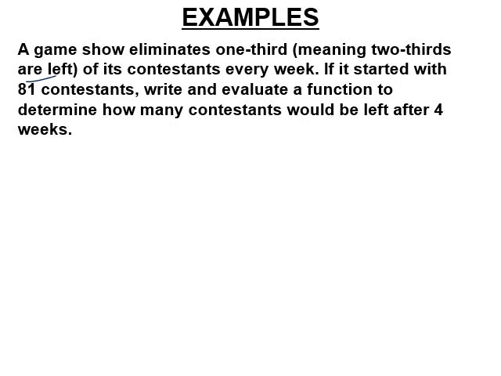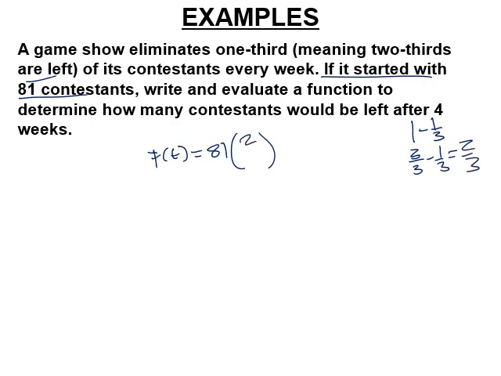All right, so a game show eliminates 1/3 of its contestants, meaning 2/3 are left. So let's write an exponential function for this. All right, so it starts with 81 contestants. And we need a fraction in there now, right? We eliminate 1/3, right? And so if you eliminate 1/3, you end up with 2/3. So 2/3 is what's in there. And it's 2/3 to the t. Now we're going to see who's left after 4 weeks.